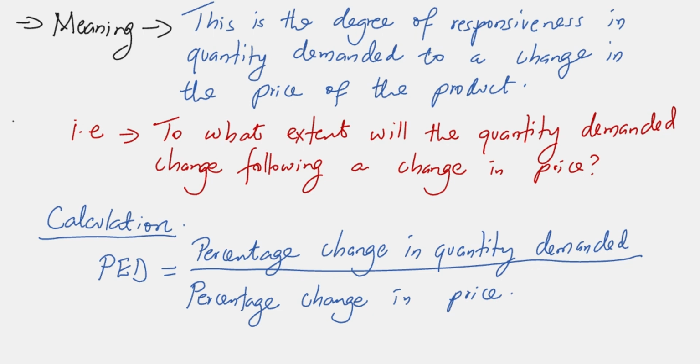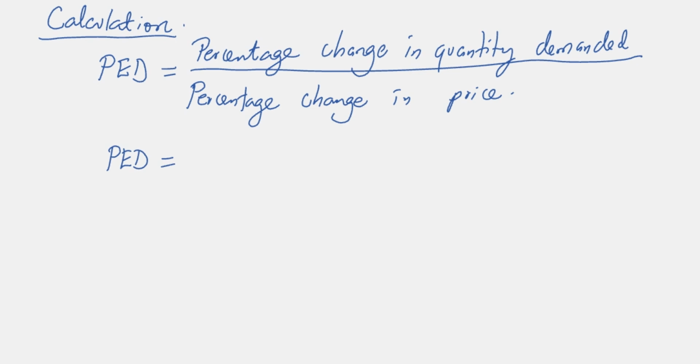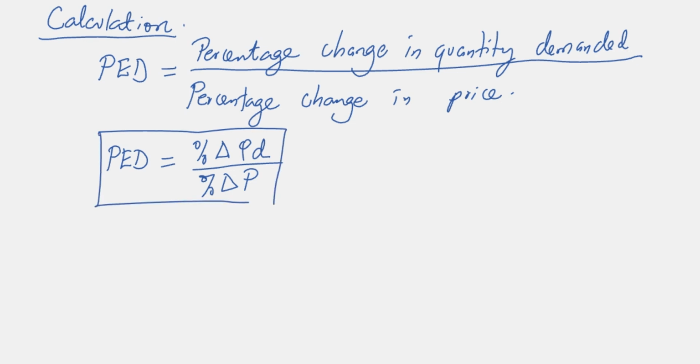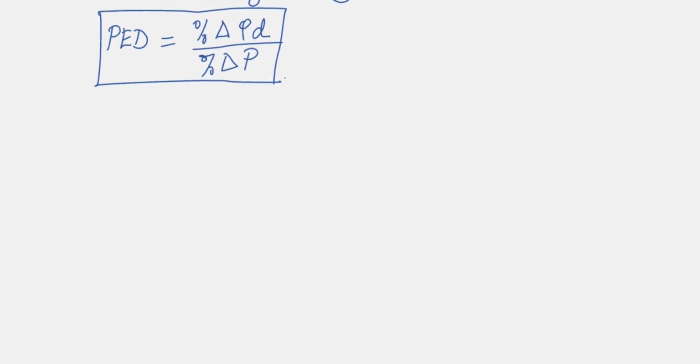So we are comparing here in terms of percentages to see if the price changes by 4%, at what percentage will the quantity demanded change. So in short form, we say PED is given by percentage change in quantity demanded over percentage change in price, and this is the formula. We can use it to calculate various things, all the three things given in that formula.